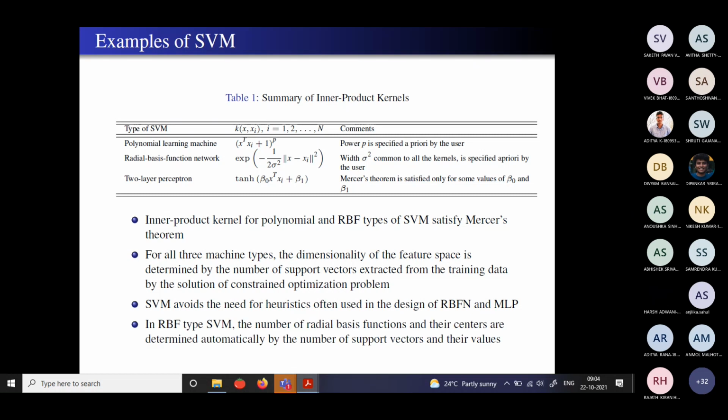Also, in RBF type SVM, the number of radial basis functions and their centers are determined automatically by the number of support vectors and their values. Which is not the case otherwise, where you have to find all the centroids and use those concepts, and those are your centers for the radial basis function. But here everything is automatic.